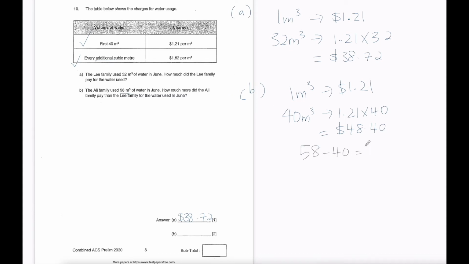So then I use 58, correct? I'm left with 18 meter cube. And for this 18 meter cube, I'm paying $1.52 per meter cube. I need to find out 18 meter cube, 1.52 times 18. I'm going to get $27.36. So in total, I'm paying this amount and this amount. I need to add them together.